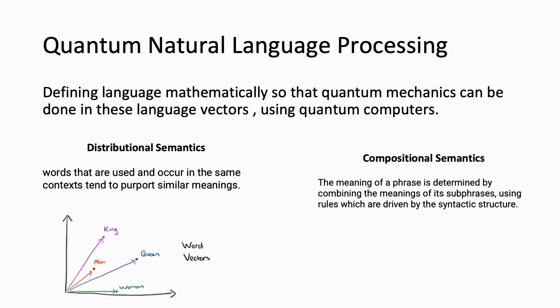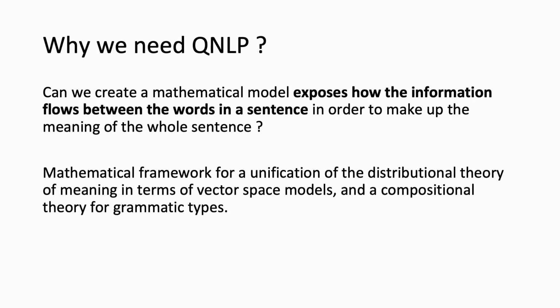So where does quantum natural language processing come in? QNLP is this big breakthrough which combines these two schools of thought. The question is, can we create a mathematical model which exposes how information flows between the words in a sentence? The answer is QNLP, the mathematical framework for a unification of the distributional theory of meaning in terms of vector space models and compositional theory for grammatical types. This is the first time these two thoughts have been brought together, where we are not only going to think that words are just defined by the words surrounding them, but we are also going to bring the meaning and the logic to it and prove it mathematically.